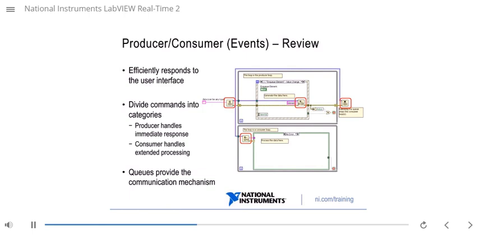The consumer loop should handle any extended processing, anything that takes more than a very short period of time, on the order of milliseconds. And the linkage between these is again a queue. Hopefully you've seen this pattern in use many times already. We'll put it to use again here.